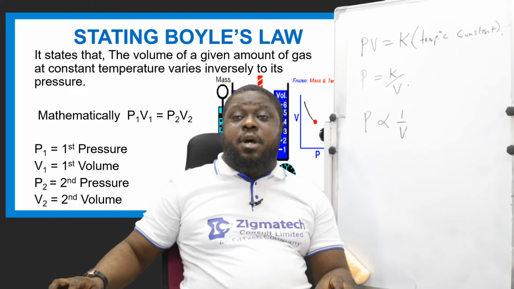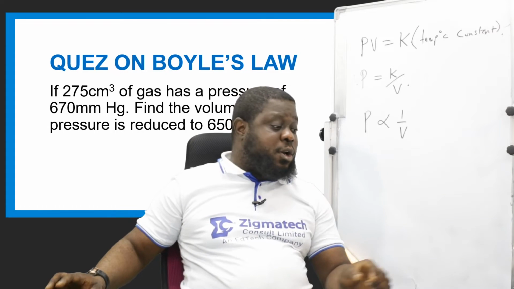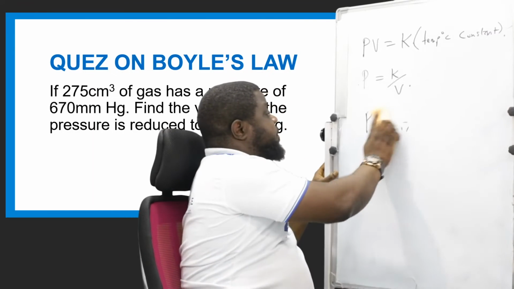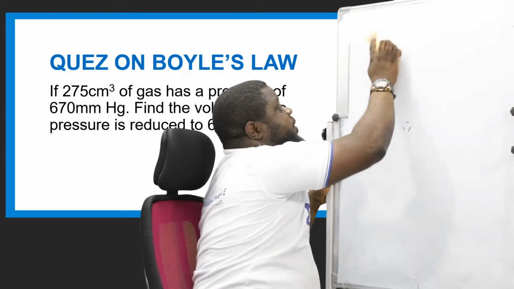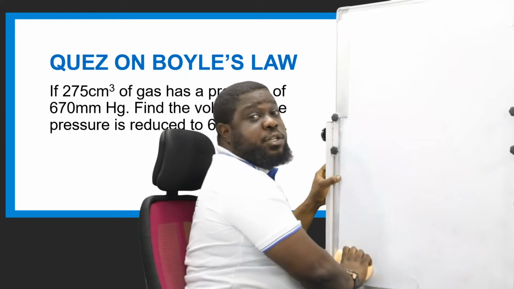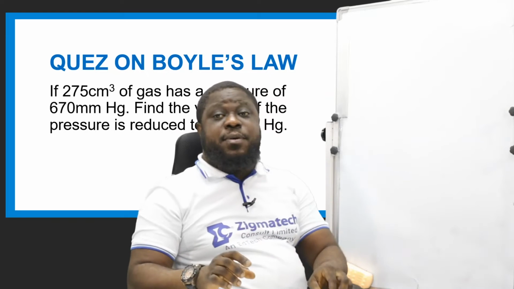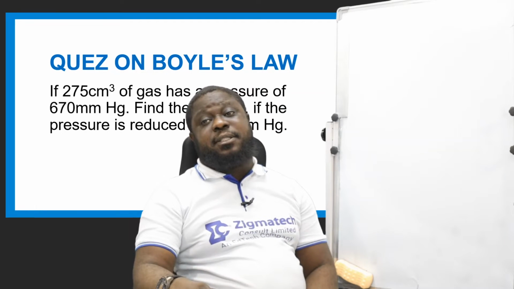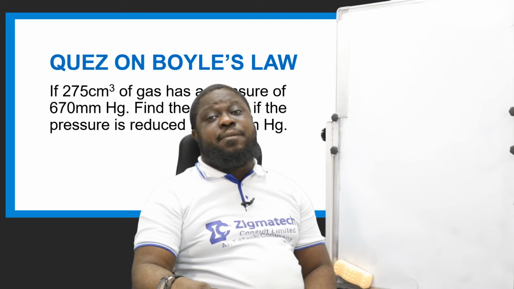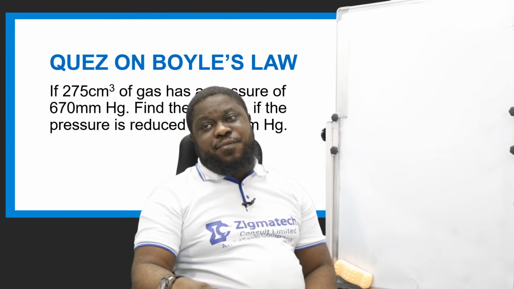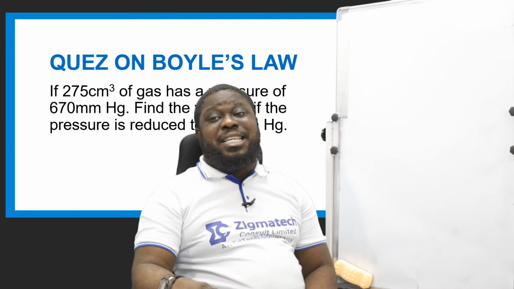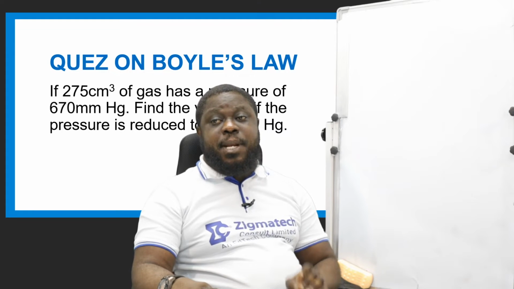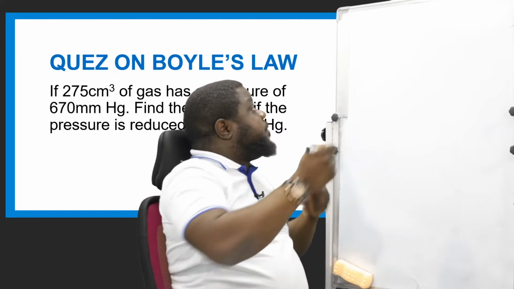Now, let's take a question on Boyle's law. The question says, if 275 centimeter cube of a gas has a pressure of 670 millimeter mercury, find the volume if the pressure is reduced to 650 millimeter mercury. Now, the solution.